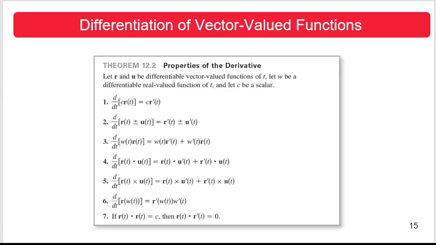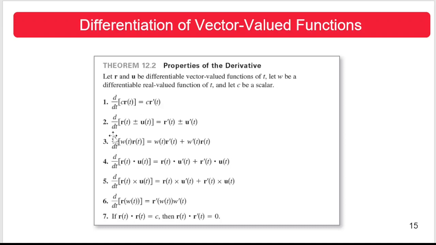Okay, next we go to the properties of the derivative. According to Theorem 12.2, let r and u be differentiable vector valued functions of t, let w be a differentiable real valued function of t, and let c be a scalar. Number one, the derivative of c times r of t with respect to t is equal to c, because c is constant, so you can factor this out, and then take the derivative of r of t, which is r prime of t.